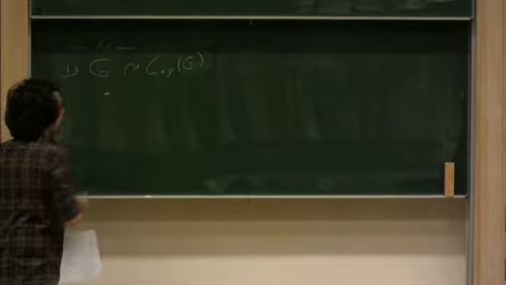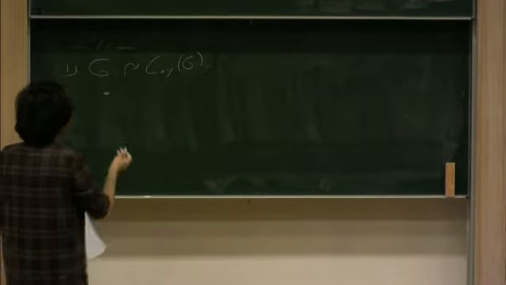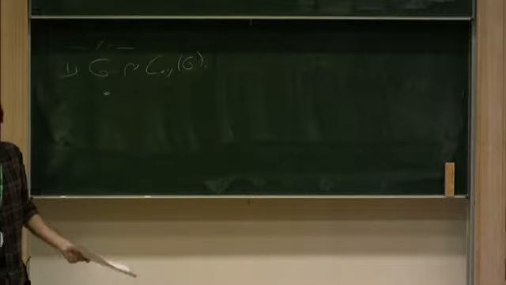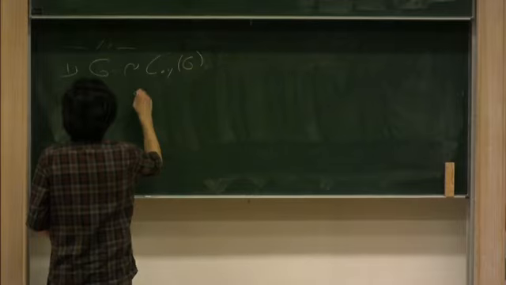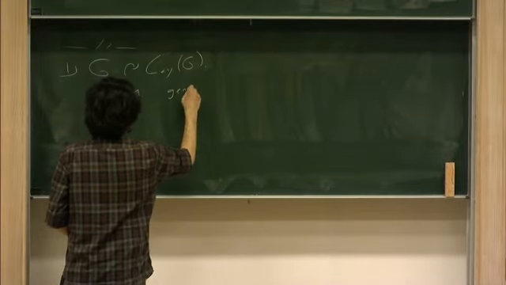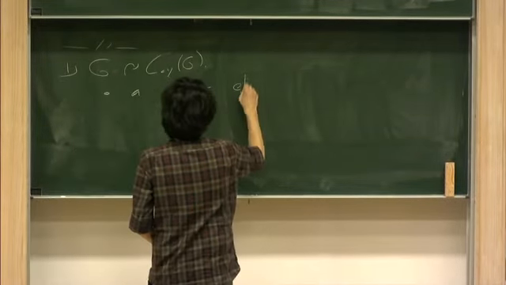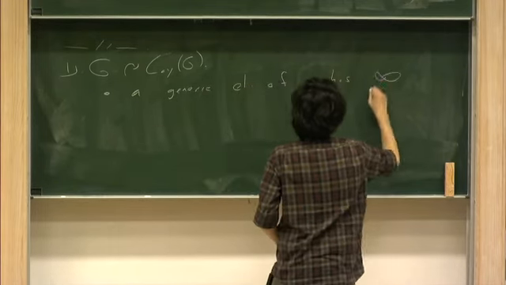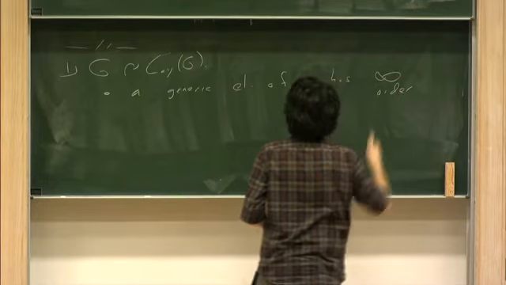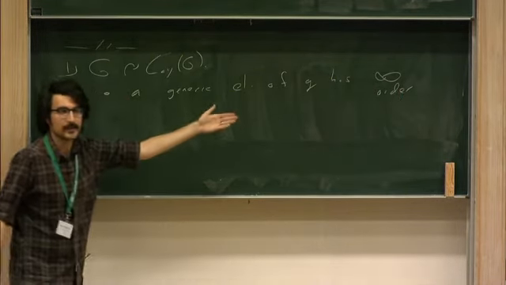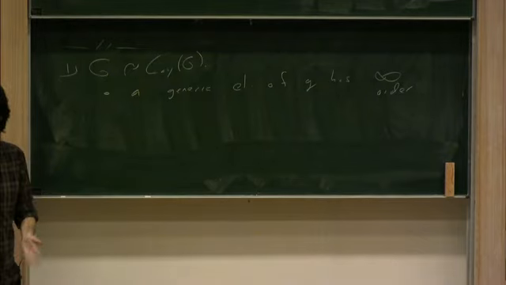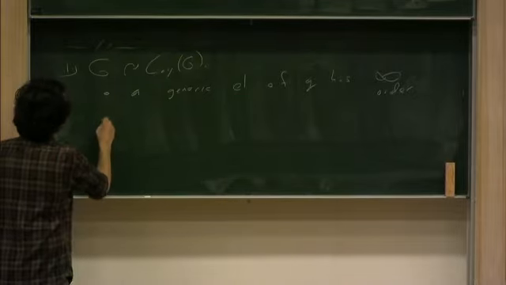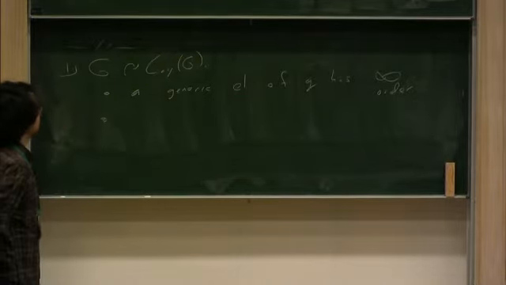Well, first of all, the theorem gives us the statement that a generic element of G has infinite order. Right, so when I say a generic element of G has infinite order, I mean the set of elements of infinite order in G is generic. That's what that means.